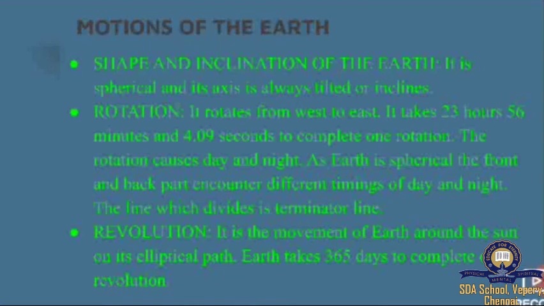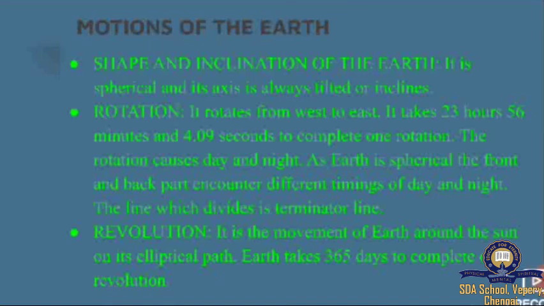The rotation causes the day and the night. As Earth is spherical, the front and the back part encounter different timings of day and night. When the front part encounters the day, the back part encounters the night. When the back part encounters the night, the front part encounters the day. The line which divides them is the terminator line. This is the line which divides the front and the back part.